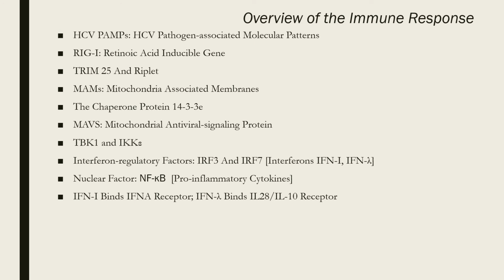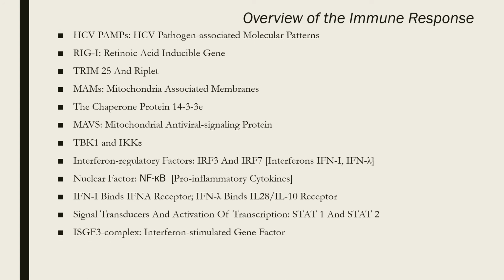Interferon 1 and interferon lambda are recognized by IFNA receptors and IL-28, IL-10 receptors respectively. This leads to phosphorylation of signal transducers and activation of transcription STAT1 and STAT2. STAT1 and STAT2 and IRF9 form the interferon stimulated gene factor ISGF3 complex. The ISGF3 complex translocates to the nucleus. Tyrosine kinases JAK1, TYK2, and IKK epsilon phosphorylate STAT1, which results in interferon stimulated gene ISG induction.